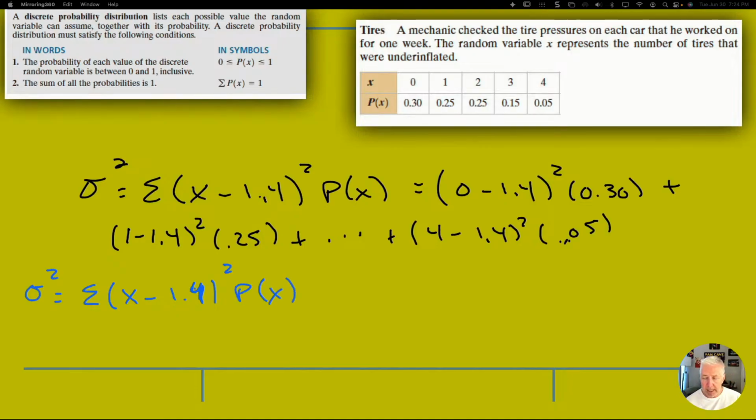Well, in the calculator, in the cells, I have the x values in L1. So I'm going to have L1 minus 1.4, squared, times my probabilities, which are in L2. That's the formula we're going to put in, and it's going to give us each individual term. It'll give us this one, and this one, all of these, and then I can come out of the cell sheet and add it all up. So let's go back to that now.